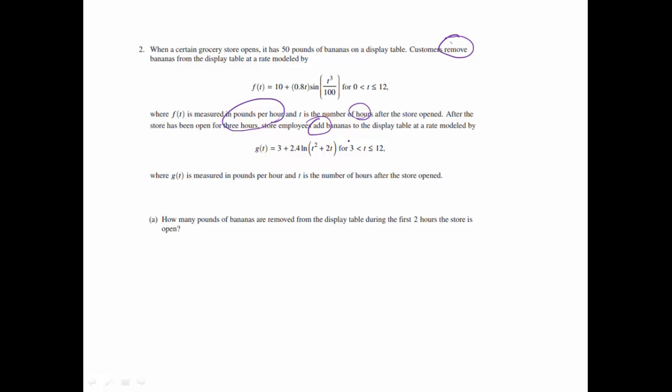And I'm just going to do one thing here. I'm going to circle this 3, that bananas don't start being added to the display until 3 hours after the store has opened. And once again, G is measured in pounds per hour.